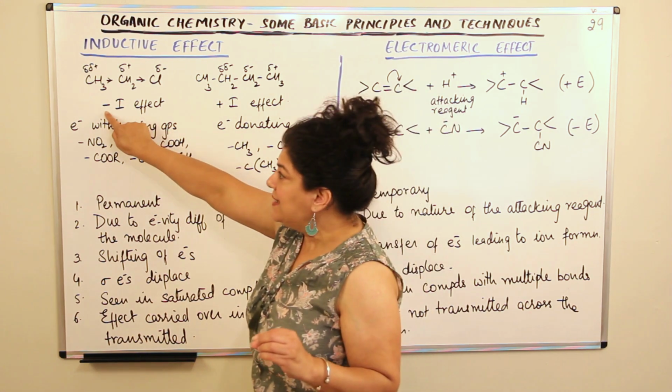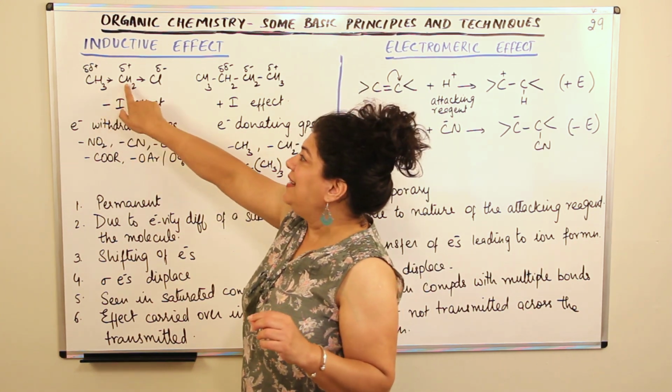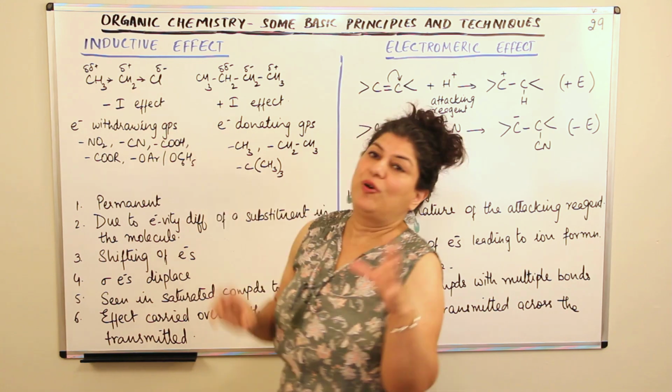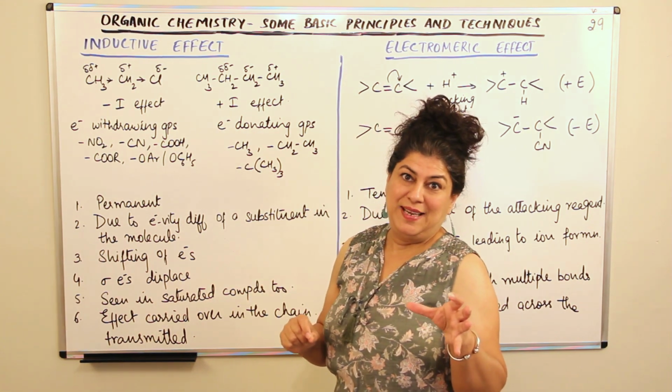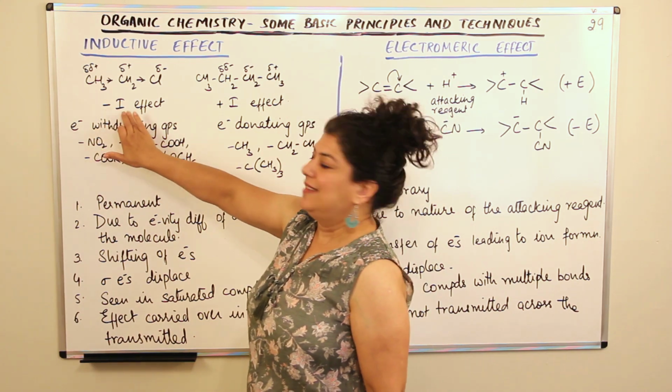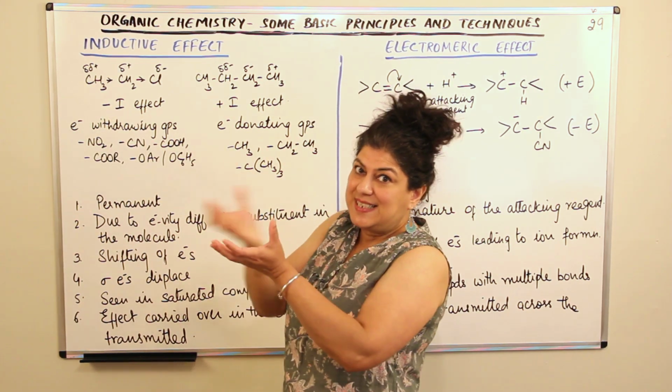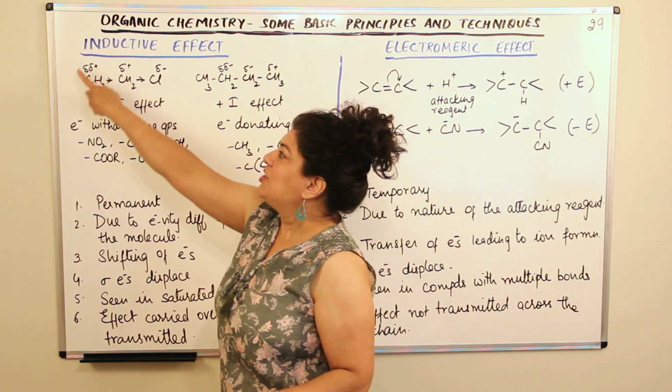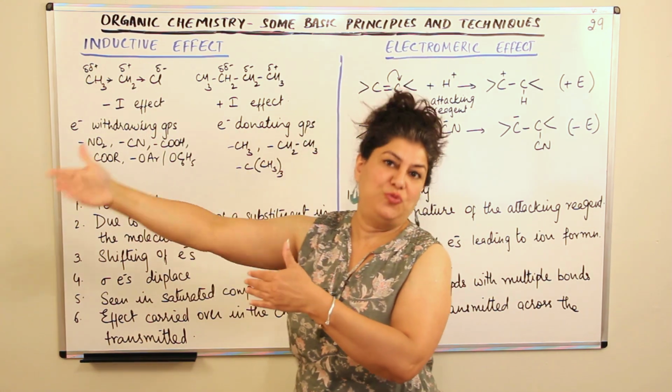Why is it minus I effect? Because the negative charge has moved away from the carbon chain. Since it has moved away from the carbon chain, we say the electron density is decreasing in the chain, and therefore it is positive charge which is being induced.